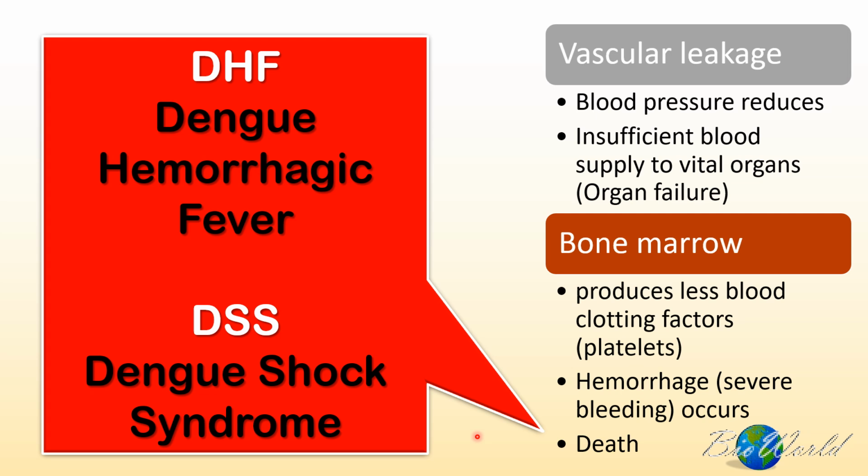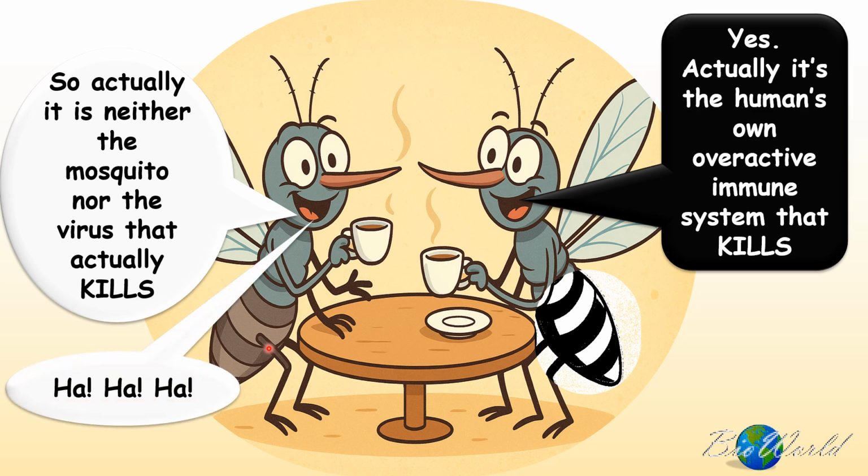So this situation is what we call dengue hemorrhagic fever, DHF, or dengue shock syndrome, DSS. So remember, this only occurs upon a secondary infection involving a different serotype. There are altogether 4 serotypes: Dengue 1, Dengue 2, Dengue 3, and Dengue 4. So in conclusion, you can see that death by dengue is not actually caused directly by the flavivirus, but caused by our overactive immune system.